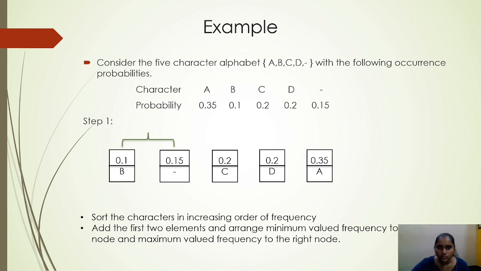In step 1, we have to sort the characters in increasing order of frequencies. So in this example, B and dash are having the least frequency. So we have to add the first two elements and arrange the minimum valued frequency to the left node and maximum valued frequencies to the right node.